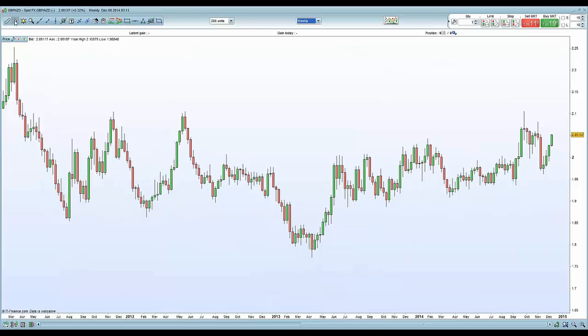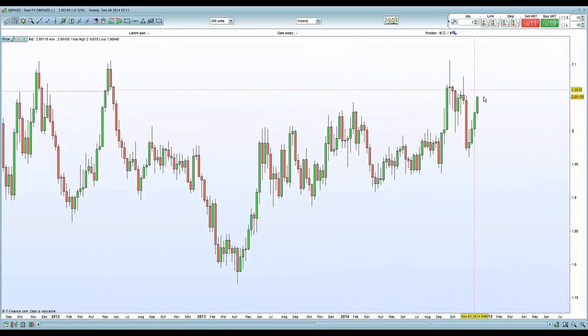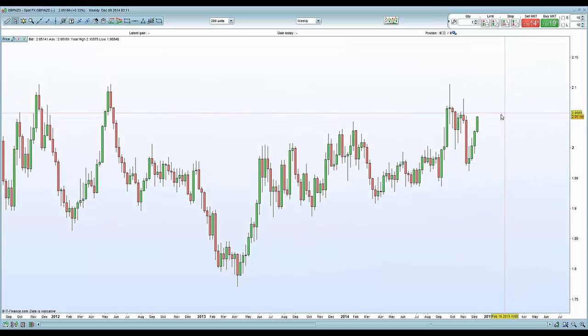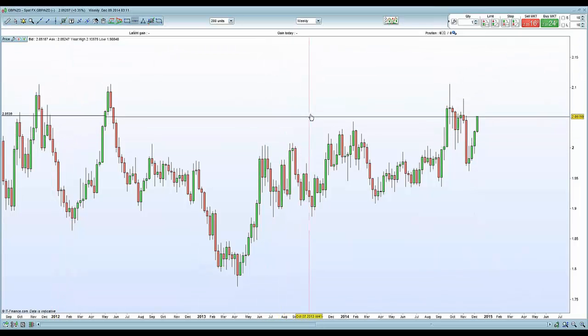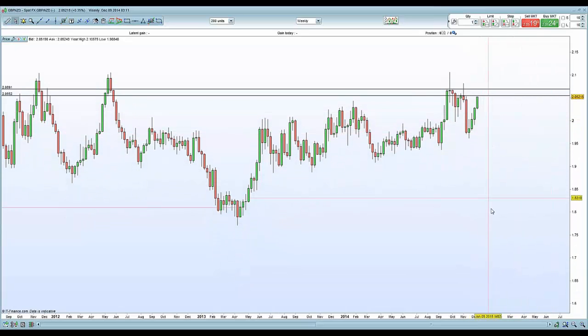Now, looking at the two charts, we have the pound Kiwi and we have the pound Aussie just now. You notice that the pound Aussie has broken a new high, but the pound Kiwi is still within this resistance level. Let me just draw it here, anywhere between 2.05 to 2.07. I don't really like the price action on the pound Kiwi. Let me just go through the price action with you.